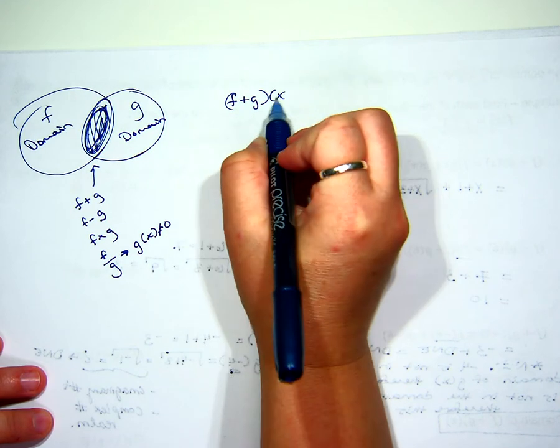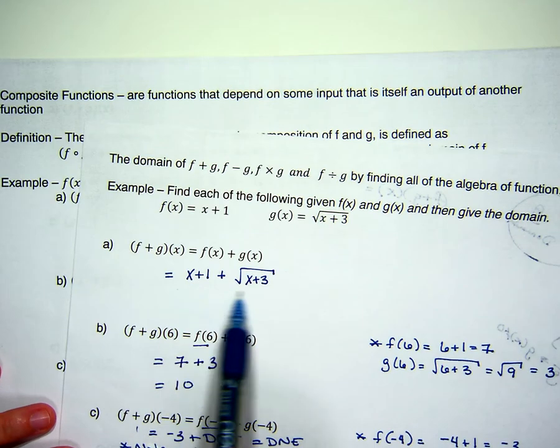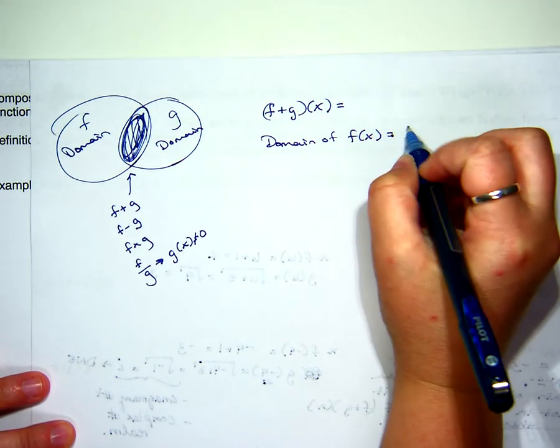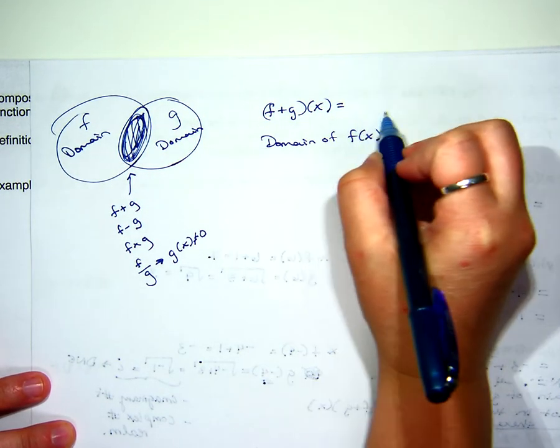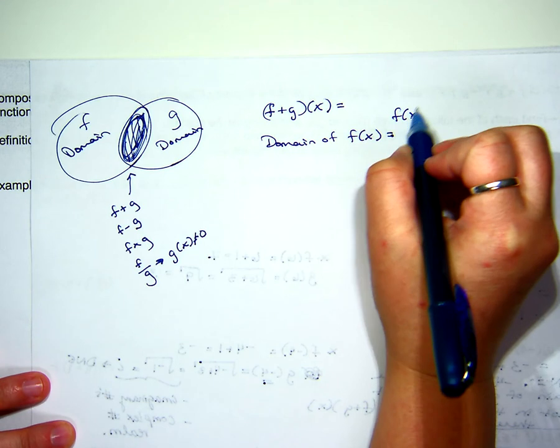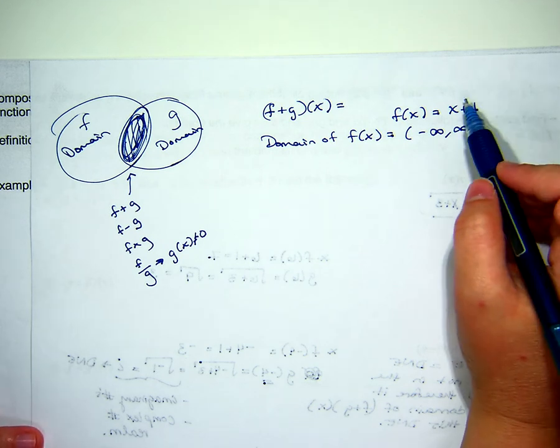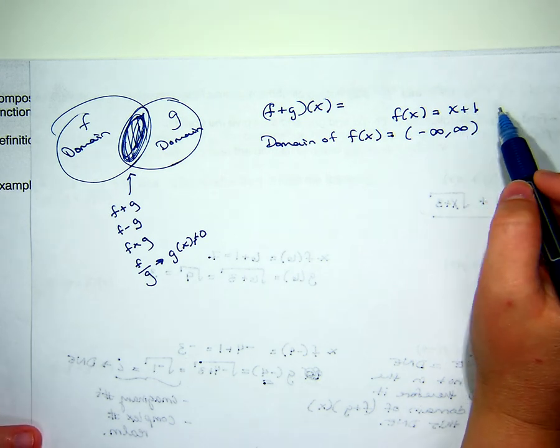Well, we got f plus g of x to simply be this function, right? But remember, it's simply the intersection. The domain of f of x, where f of x is x plus 1, the domain of this is all real numbers. Why? Because there's no variable in the denominator and there's no even indexed root, therefore it's all real.